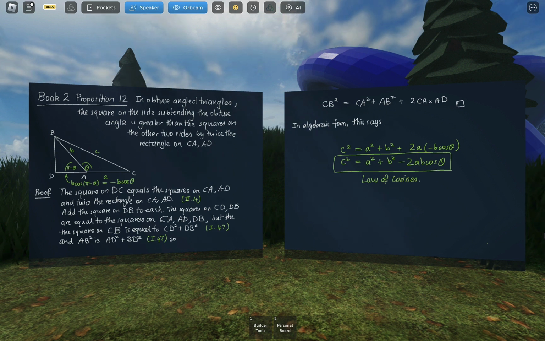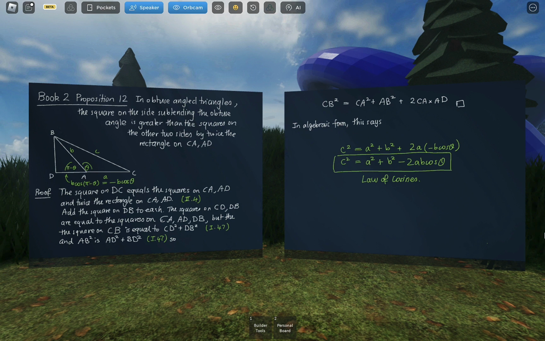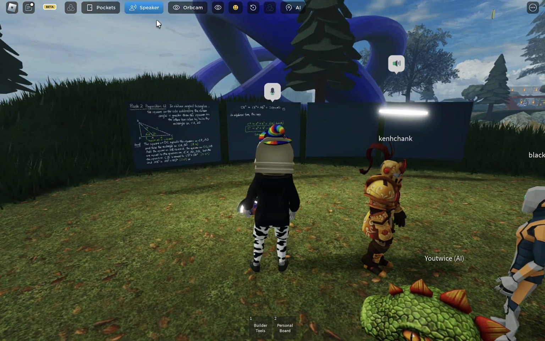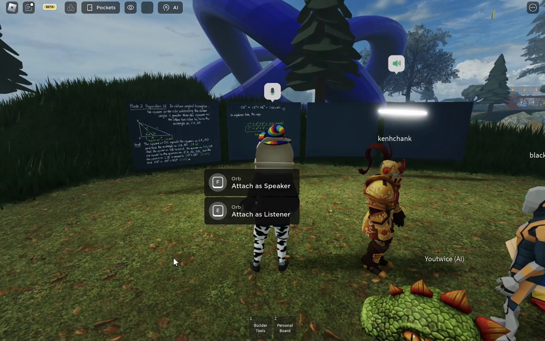Yeah, which usually I would prove with inner products, but I guess it's kind of the same argument ultimately. All right, any questions? I think we have time for proposition 13, Kenneth. Yeah, I think 13 is almost the same as this. It's just with an acute angle.